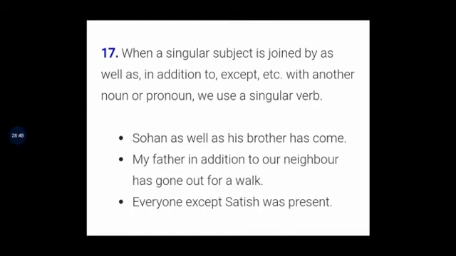My father in addition to our neighbor. My father is one subject, our neighbor is another subject, but it is joined by in addition to. At that time we need to take the singular form of the verb. My father in addition to our neighbor has gone out for a walk. Next example, everyone except Satish was present.